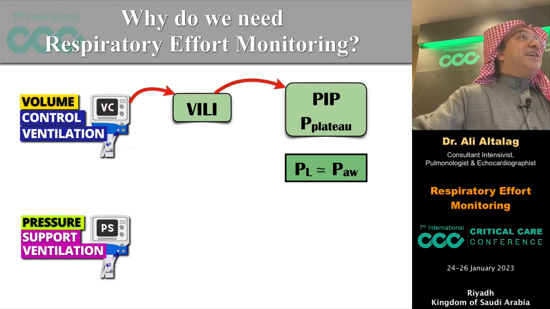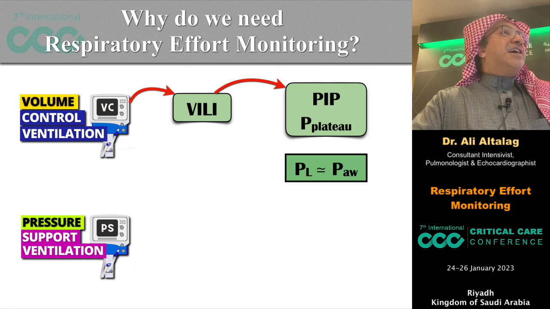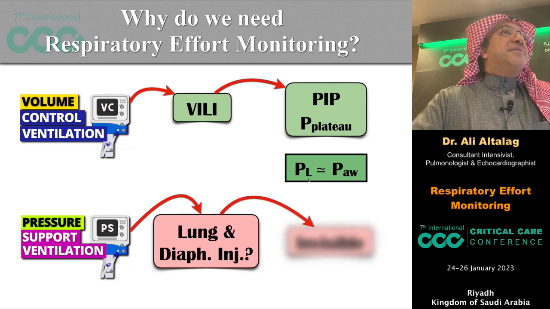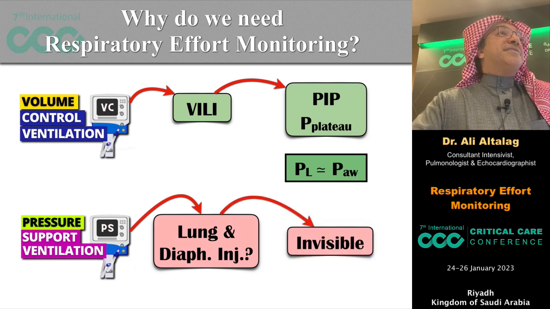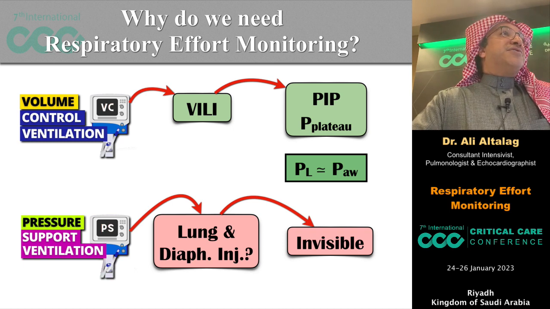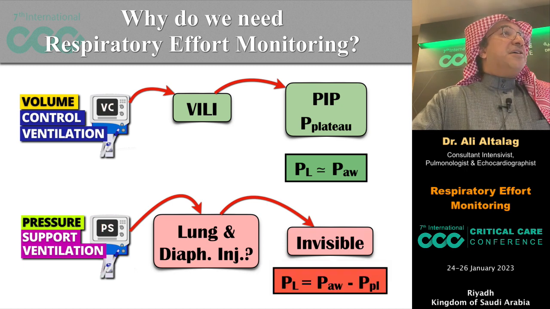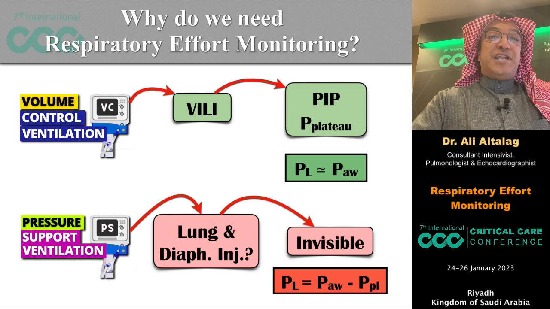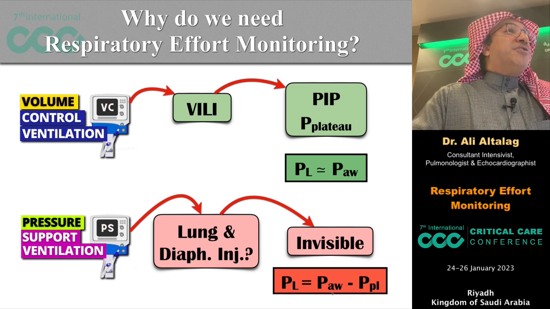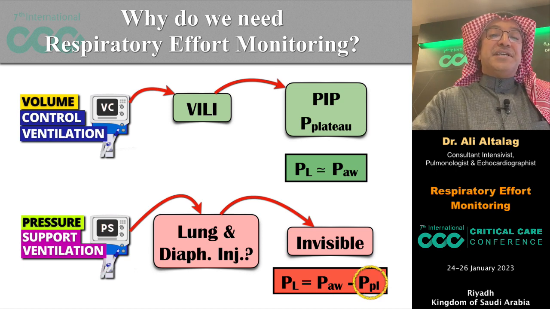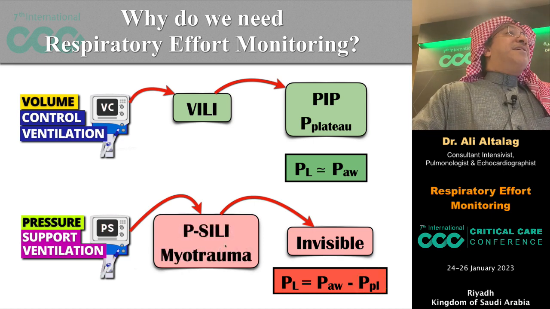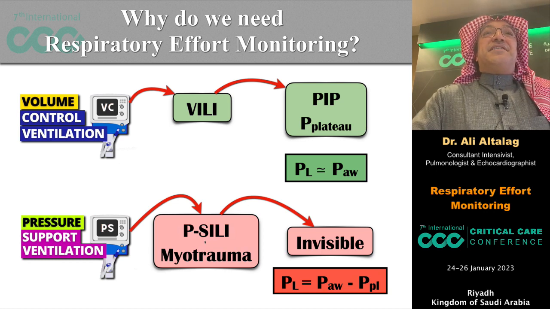If we go to assisted ventilation, do we really have lung and diaphragmatic injury? We don't know, because it is invisible to us. There are no parameters that we can see in the ventilator that can tell us whether the patient is at risk of lung injury or diaphragmatic injury or not. And the reason for that is simple. The transpulmonary pressure that we used to rely on here does not equal only the airway pressure. You have to subtract the pleural pressure from it, and as you know, it's very hard to measure the pleural pressure. So in fact, there is assisted ventilation-induced lung injury.